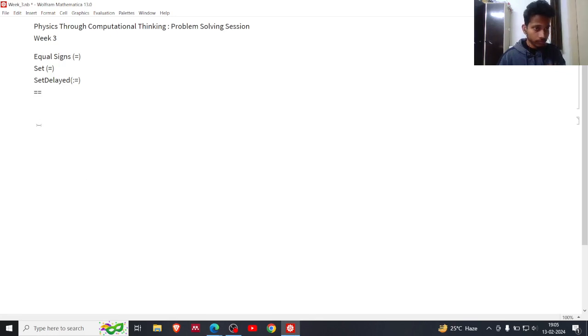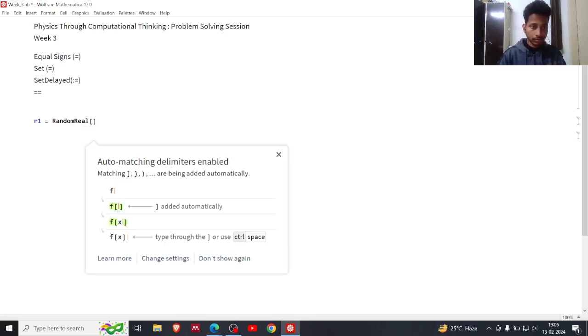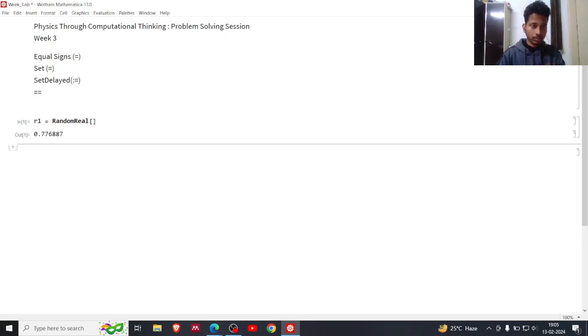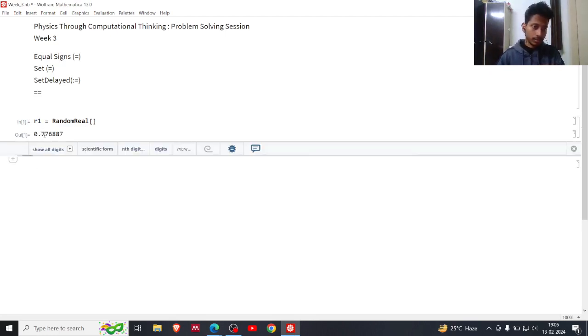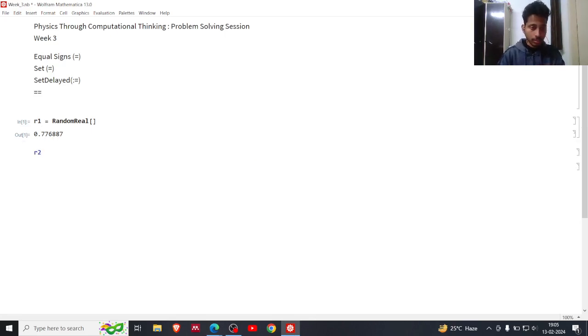Now I will give an example for this. For example, R1 = RandomReal. RandomReal is basically a randomly generated real number. So RandomReal gives 0.776887. Now I will do the same thing, but this time I will use SetDelayed with RandomReal for R2.